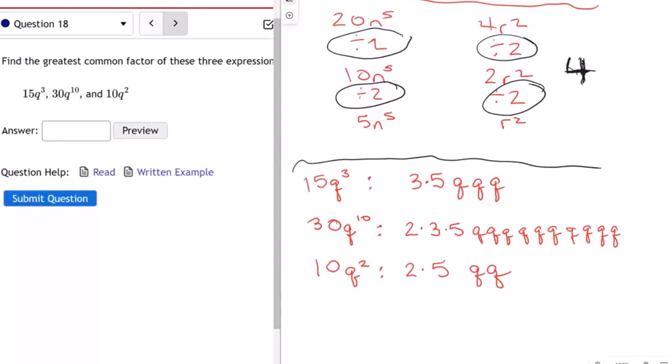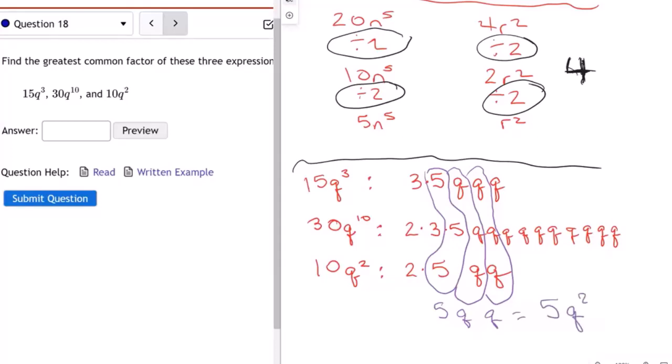Well, they don't all have a 2, and they don't all have a 3, do they? Oh. But they do all have a 5. They all have 1 q, 2 q's. 5 q q equals 5 q squared, which equals my greatest common factor.